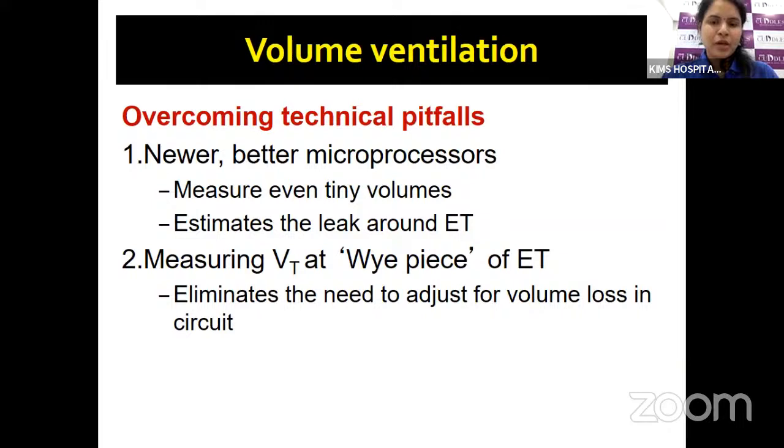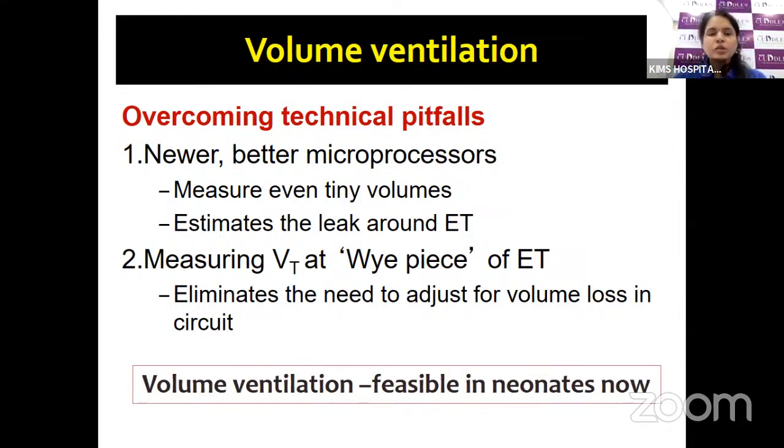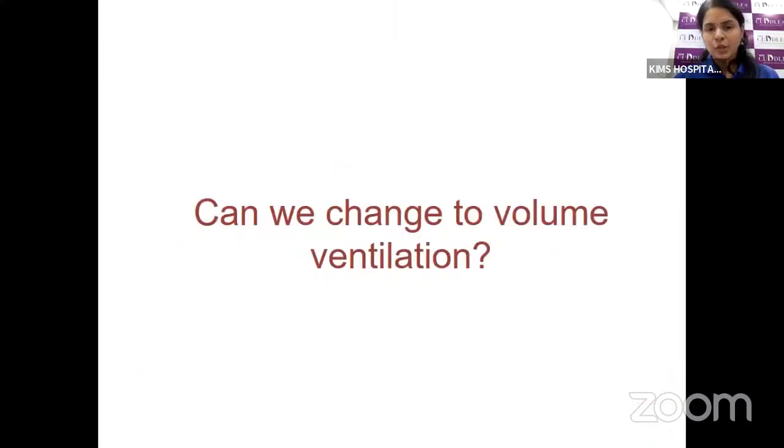The other technical pitfall earlier was that flow sensors conventionally were measuring the tidal volume at the ventilator end. And we all know that there is a lot of volume loss that occurs in the circuit. And this can culminate to a significant extent in newborns where the tidal volumes per se are extremely small. This challenge was overcome by flow sensors which could measure the tidal volume at the Y-piece end of the endotracheal tube. So this eliminates the need to adjust for the volume loss in the circuit. So with all these technological advances, volume ventilation has now become feasible in newborns.